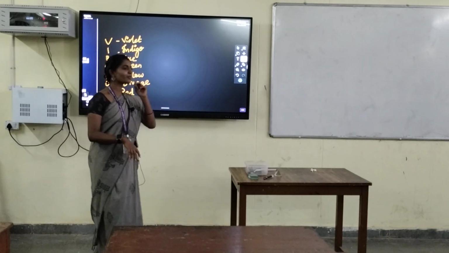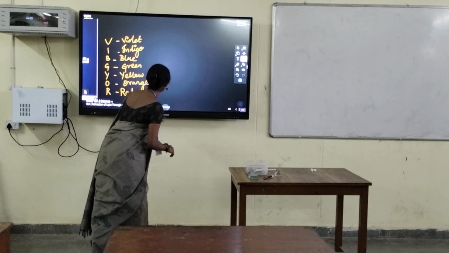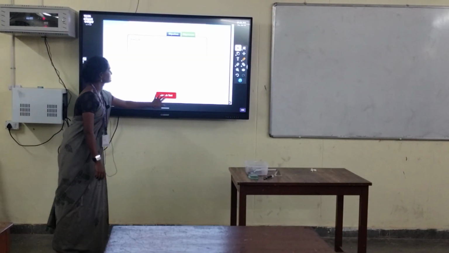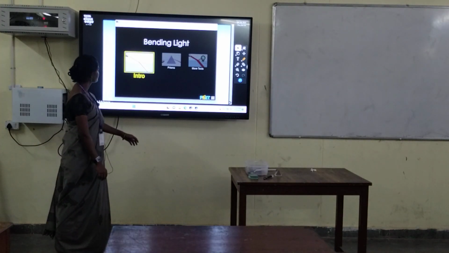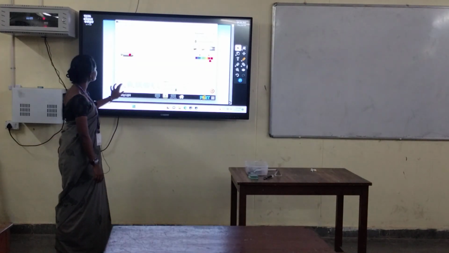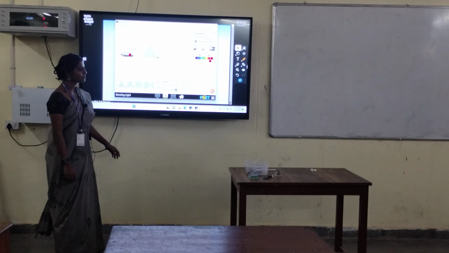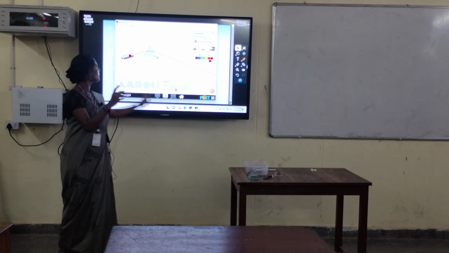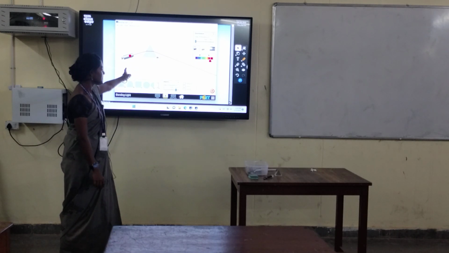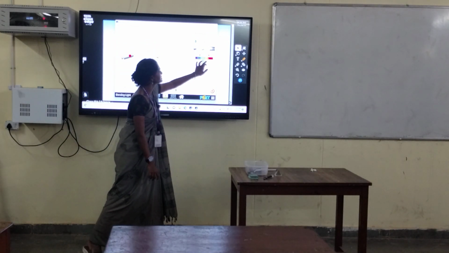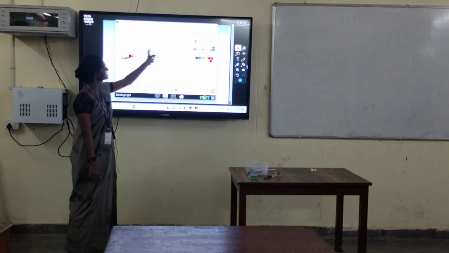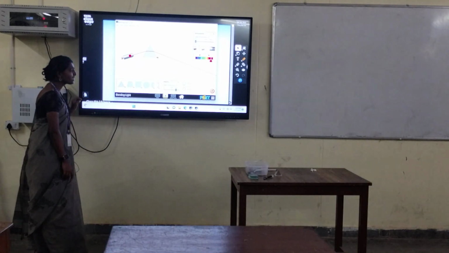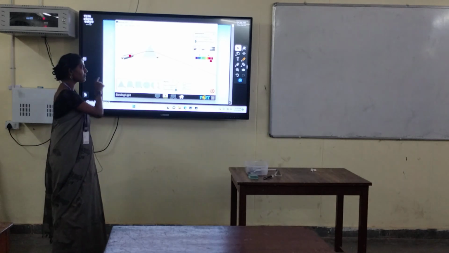Now let me show you this one. What is this called? Prism. It is a monochromatic light. What color beam of light is this? Red. We can change the color of the light also. So when a red light passes through the prism, what is this phenomenon called? Refraction of light. Now what happens when a white light passes through the prism?